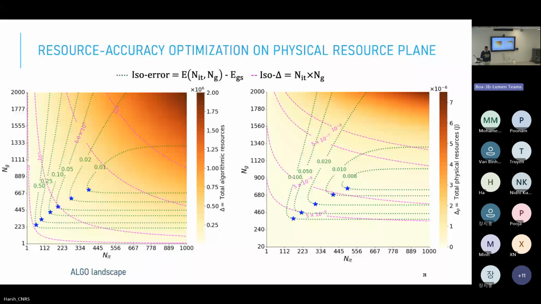The advantage here is we do not have to do these calculations every time we run the computation. Rather, we can do these things independently using scaling laws, and then we project onto the physical landscape. Yes, so that's what I've shown here.